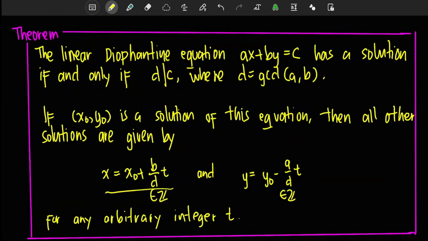First, you need to determine the GCD of the coefficients. Now, once you were able to determine the GCD of A and B, all you need to do is determine whether D divides C. So, if D divides C, then the equation has infinitely many solutions. Otherwise, it does not have a solution.